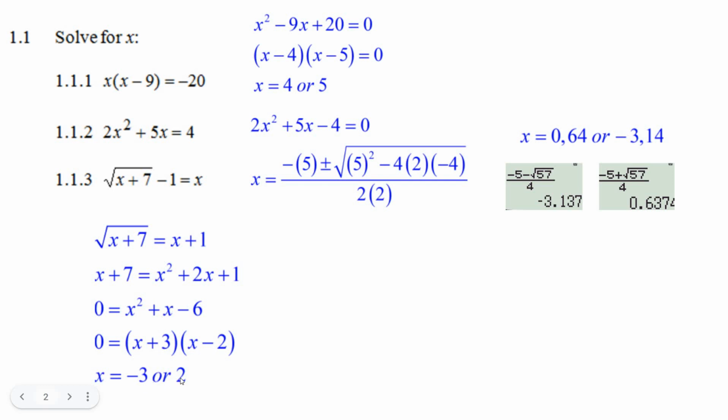So there's two answers, minus 3 and 2, but we have to check them because squaring the surd, you can end up with extraneous solutions. Solutions that aren't solutions, you have to check it.